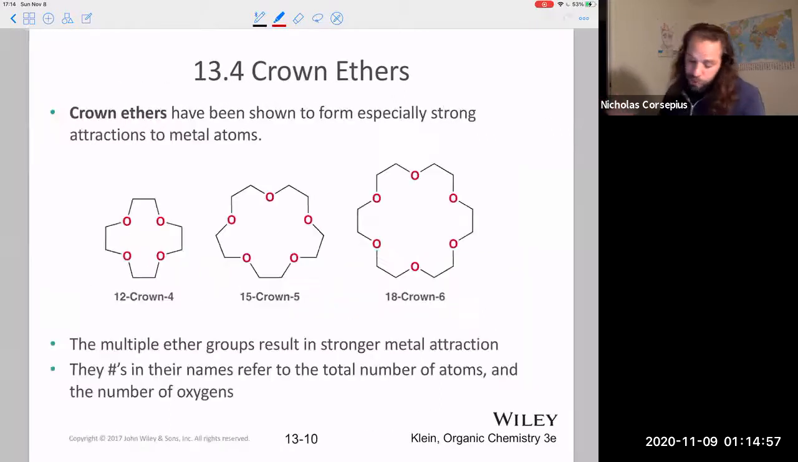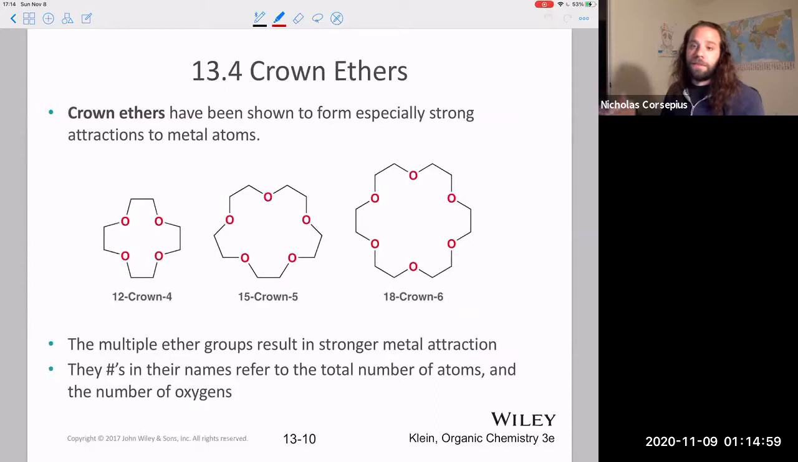Another really cool use of ethers, and honestly, I can't imagine that the ACS can throw you something too crazy about this, but nonetheless, I think it's really cool, so we're going to go over it, is this idea of a crown ether. So this is like a circular ether. Notice that they have these repeating units going on, and then you have your oxygen in the middle. So it's basically just a circle made up of many ether parts, right? And so these are called crown ethers.